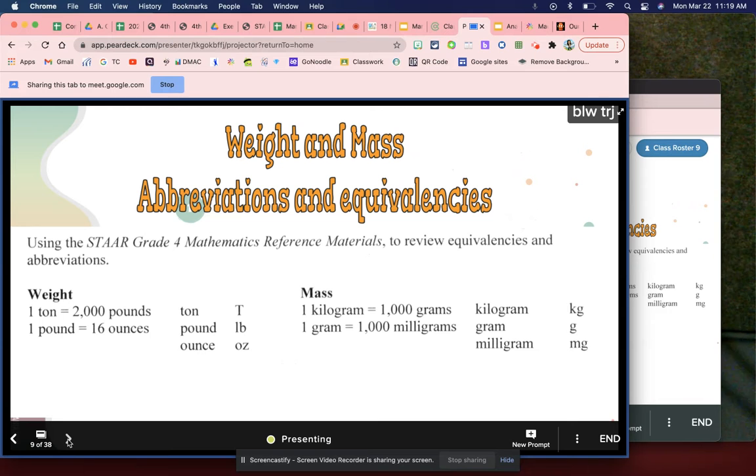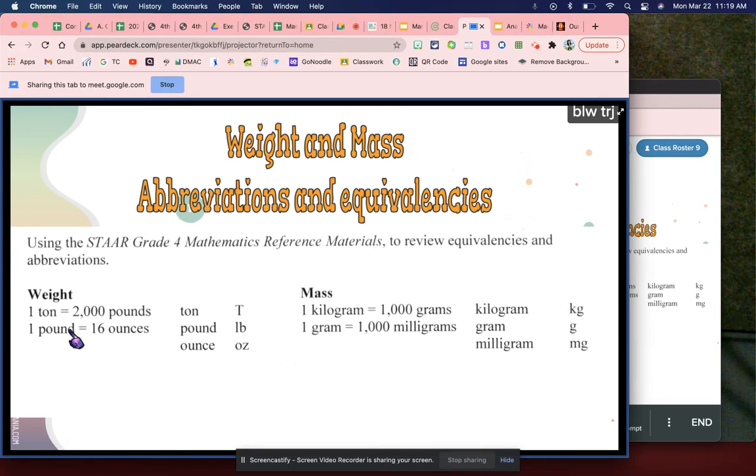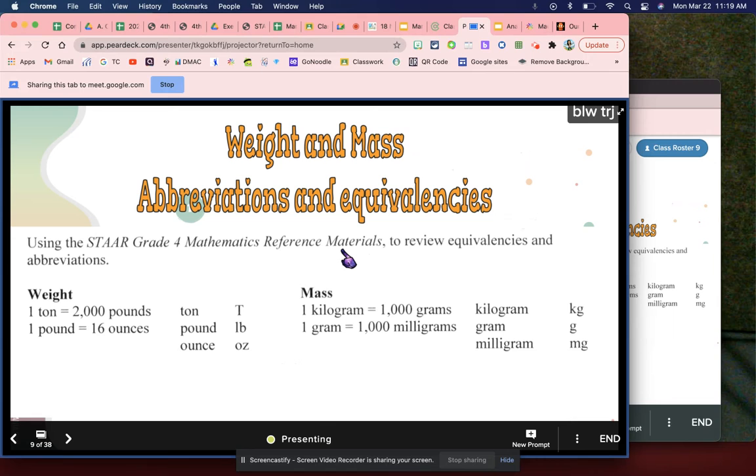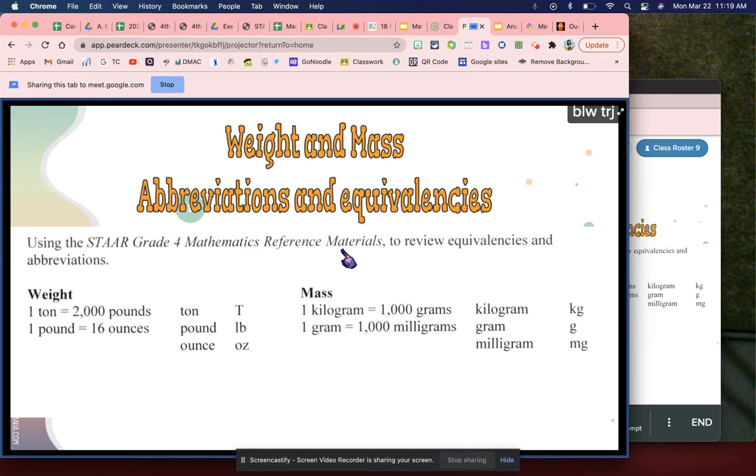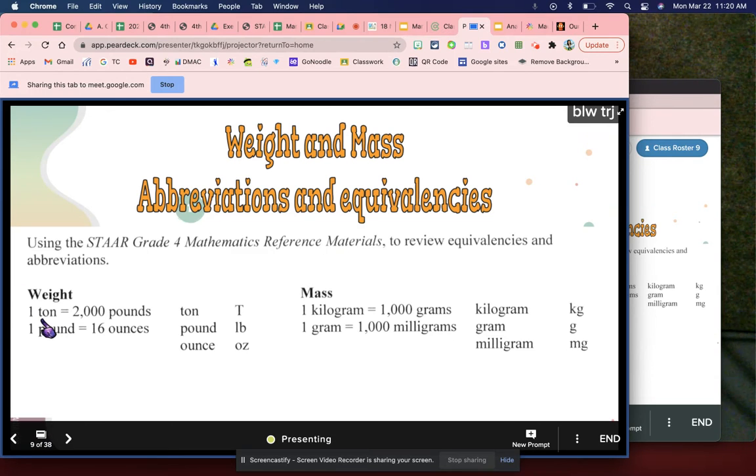Here are the abbreviations. These are coming from your STAR reference sheet. Everybody has that paper, right? We're going to be using it. The STAR reference sheet is going to help us when we're trying to find the equivalent measurements. When we're talking about 1 ton, that is the same thing as saying 2,000 pounds. 1 pound is equivalent to 16 ounces.